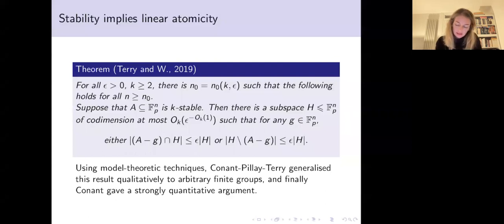One other thing to mention is that there are also results about sets with bounded VC dimension. So sets that are stable do have bounded VC dimension, but the conclusions for bounded VC dimension are somewhat weaker. You can prove, and this was done by Alon, Fox, Zhao, Sisask, and again Conant, Pillay, and Terry in various different contexts, that if your set A has bounded VC dimension, then it is almost linearly atomic, meaning that there is a decomposition into cosets of a bounded index subgroup, such that on almost all of these cosets, your set has density 0 or 1.